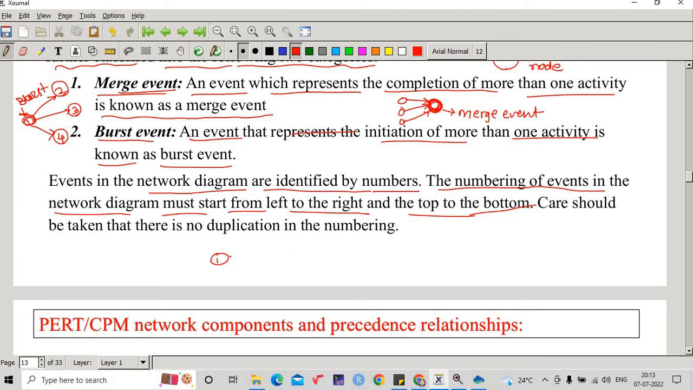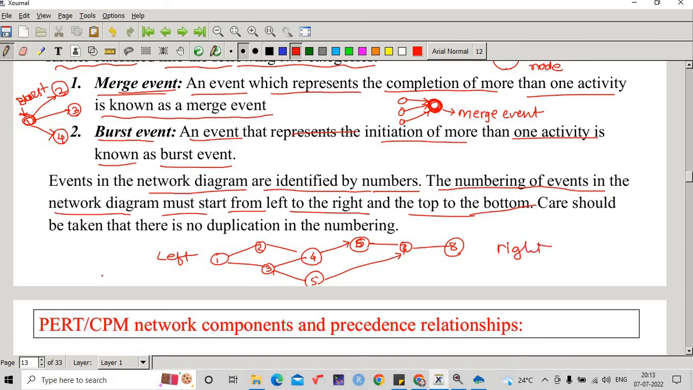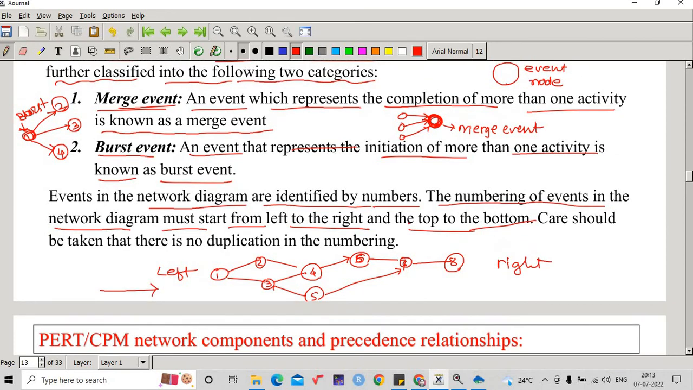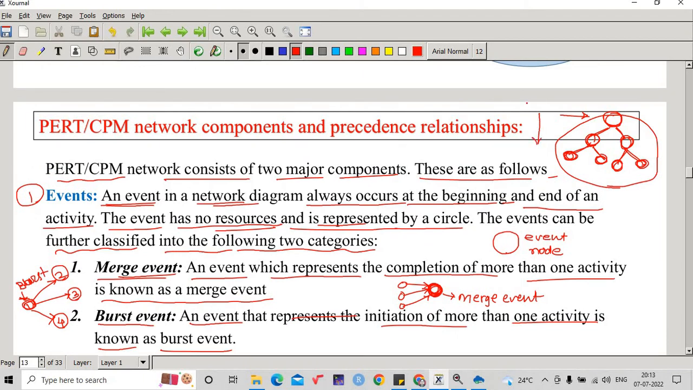Suppose this is your first event, so second event I can put down in this way, this is 2, 3. Then next event I can have as this is 4, this is 5. Further event I can have as from 2 to 4. Then further event I'm having as 4 to 5. Then 5 to 6. Then 5 already I have taken. This is 6, this is 7. Then 5 to 7, and then this is 5 to 8. So we are starting from left side and we are reaching to the right side. So this is the approach, left to right and from top to bottom.